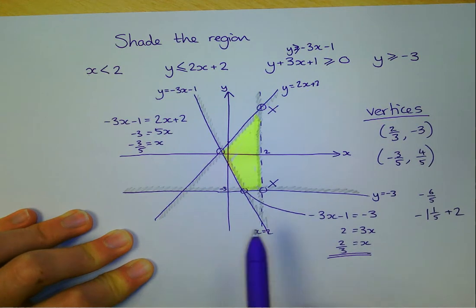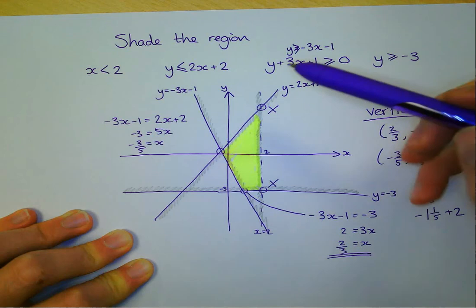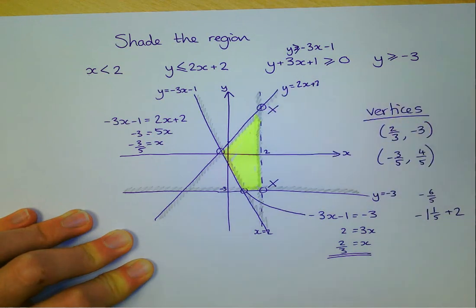So that's how you shade, and that's how you define the vertices. And just don't fall for the trap. If it's on a dotted line, it is not included.